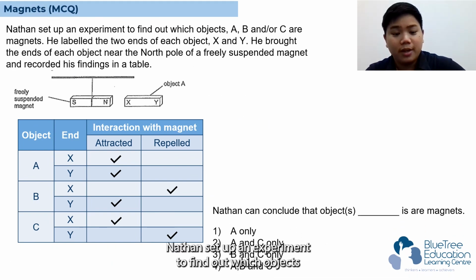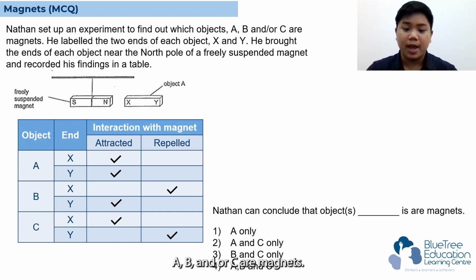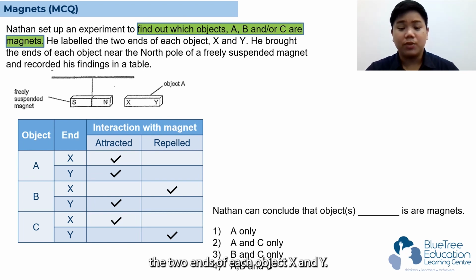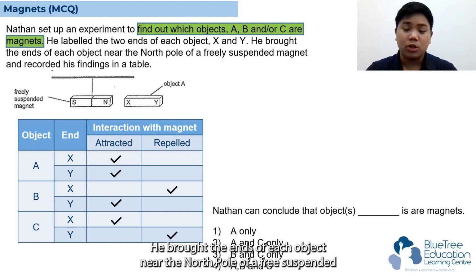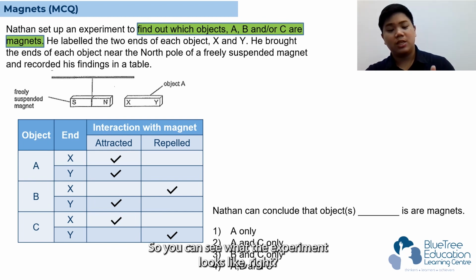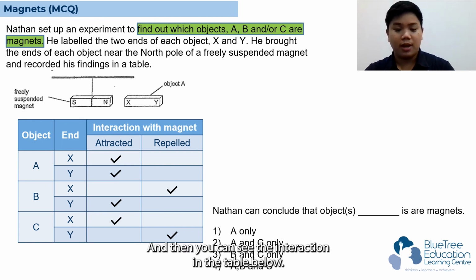MCQ. Nathan set up an experiment to find out which objects, A, B, and/or C, are magnets. This is the aim. He labeled the two ends of each object, X and Y. He brought the ends of each object near the north pole of a freely suspended magnet and recorded his findings in a table. So you can see what the experiment looks like, right? And then you can see the interaction in the table below.